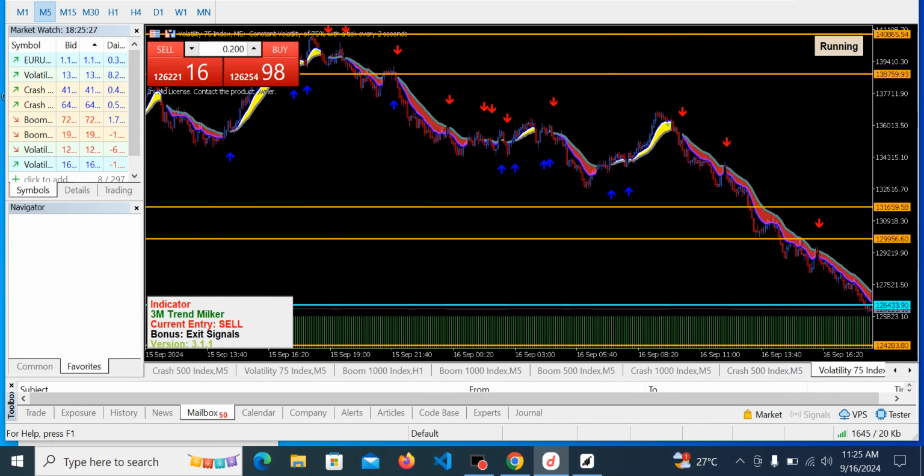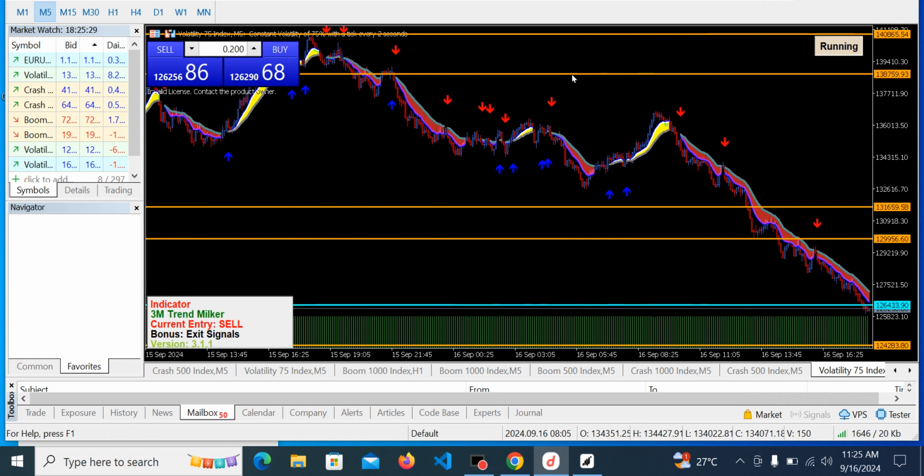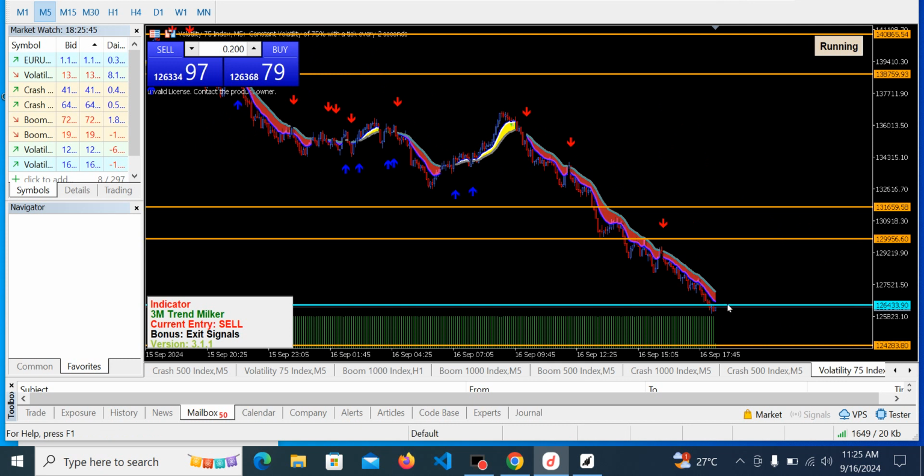Let's check it out together. Okay guys, this is Volatility 75. This is beautiful. It had been on downtrend for a very long time, right from this resistance zone, kept on selling and selling, got to this region, had a pullback, and of course went back down to break out below that support zone, and it has been selling since then. So it is still selling at the moment.